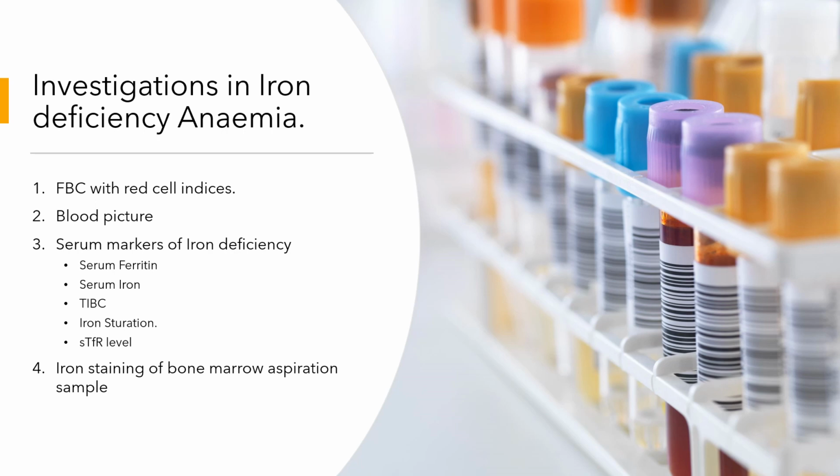And how to investigate iron deficiency? So I'm going to focus mainly on iron deficiency. I'm not going to talk about investigations in anemia. So first you have to do a full blood count with red cell indices, and you have to do a blood picture and the serum markers of iron deficiency. They are serum ferritin, serum iron, total iron binding capacity, iron saturation, and serum transferrin receptor level. And finally, you can do bone marrow aspiration samples and iron staining as well, which we usually don't perform to diagnose iron deficiency per se.